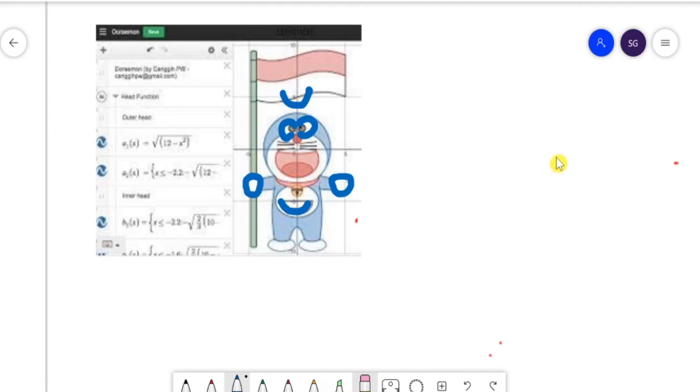I hope you enjoyed this video. You learned about the transformations of functions, and the generalizations that we made are applicable to all of the graphs.